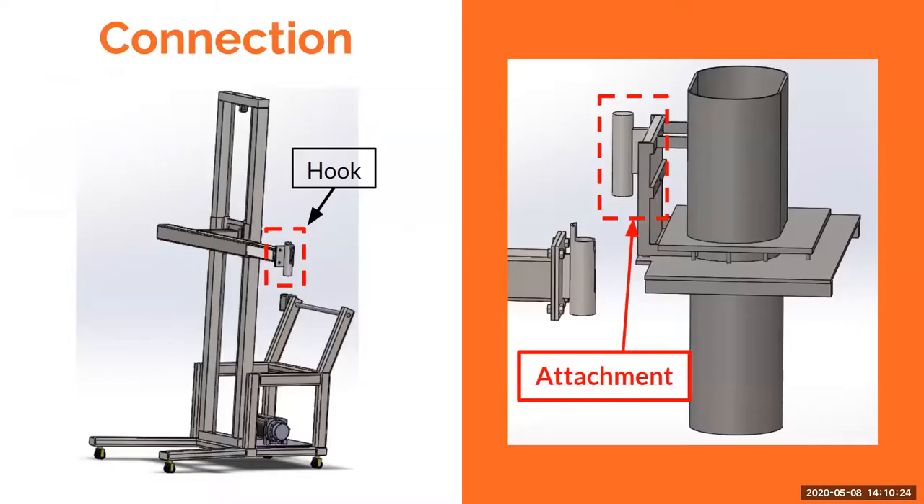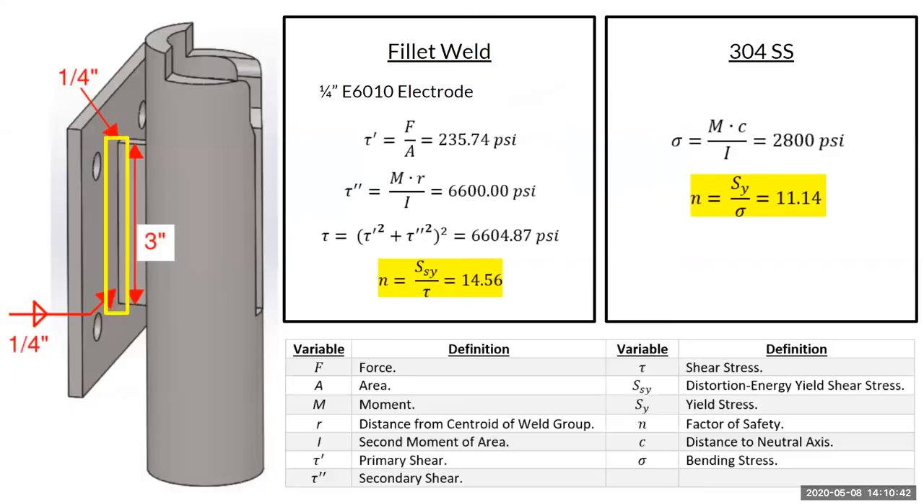Shown here are renderings of our connection mechanism. On the left is the hook, which is bolted to that telescopic arm. And on the right is the attachment component, which is bolted to existing points on the bagger tubes. The attachment slides into the hook, and a slot in the hook prevents rotation of the bagger tube.